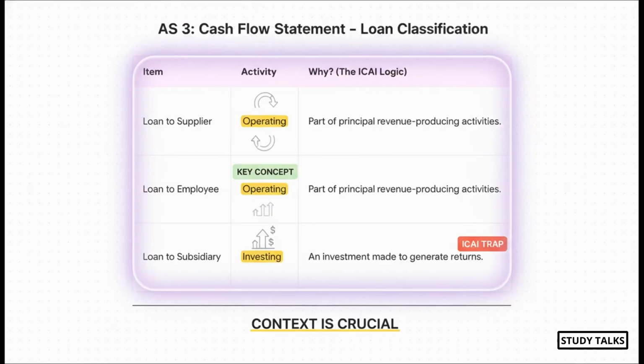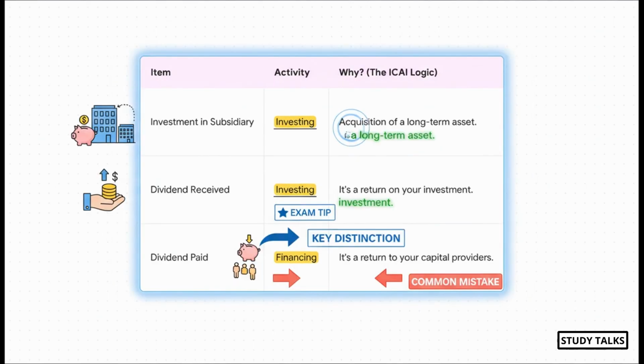All right, so here's how ICAI twists this concept. It's all about the why. A loan to a supplier or an employee is seen as part of your normal day-to-day business operations, so that's an operating activity. But a loan to your subsidiary, that's totally different. The purpose there isn't day-to-day operations. It's to invest your capital to get a return. And that makes it an investing activity. See the difference? Let's keep going.